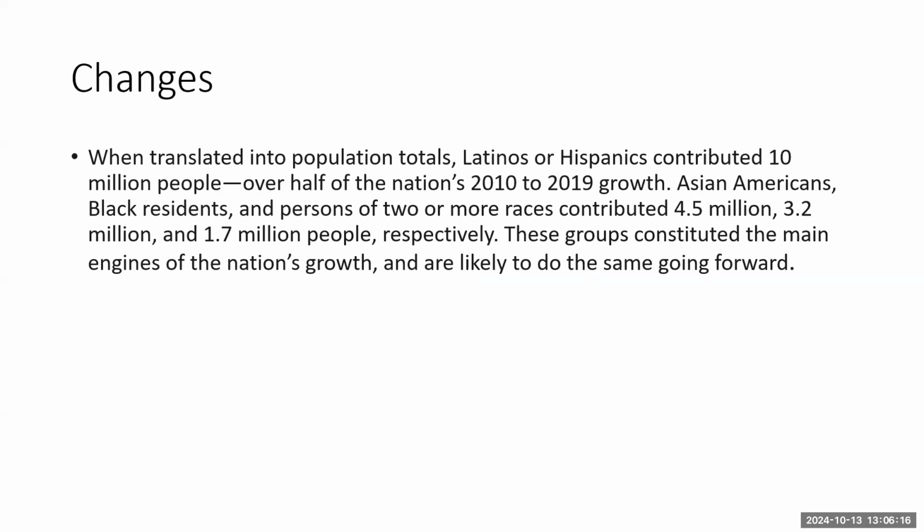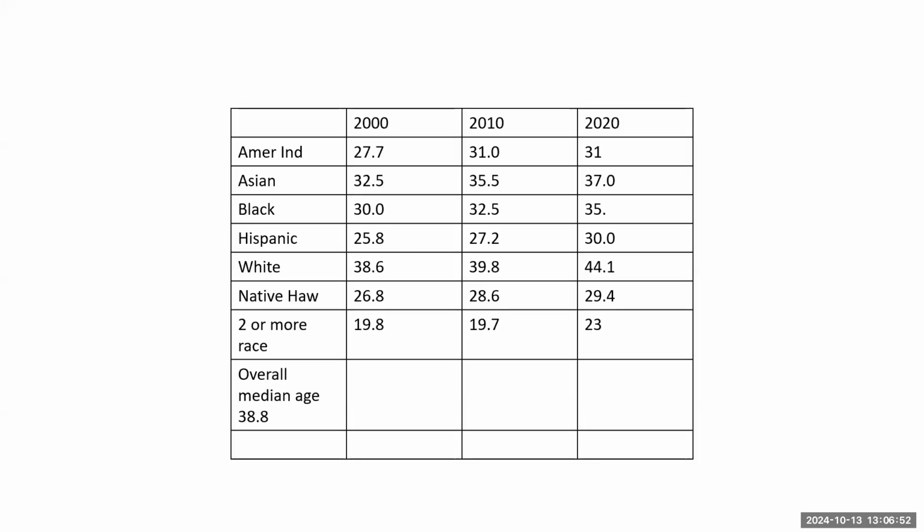So if we translate this into population totals, Hispanics or Latinos are 10 million people, more than half of the nation's 2010 to 2019 growth. That is extremely significant. And if we continue at this rate going forward, Hispanic will eventually overcome white as the dominant race, right? If we keep those racial groups, Hispanic will be the largest group. Again, another graphic showing you percentages of individuals in the American population and how that has changed over time.